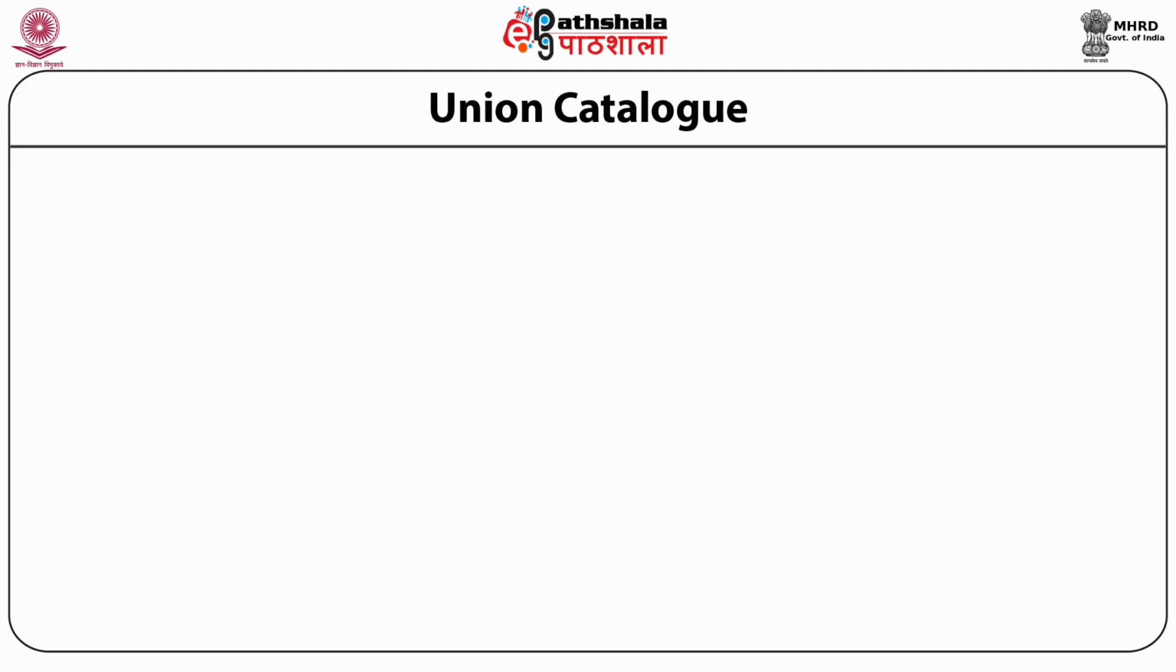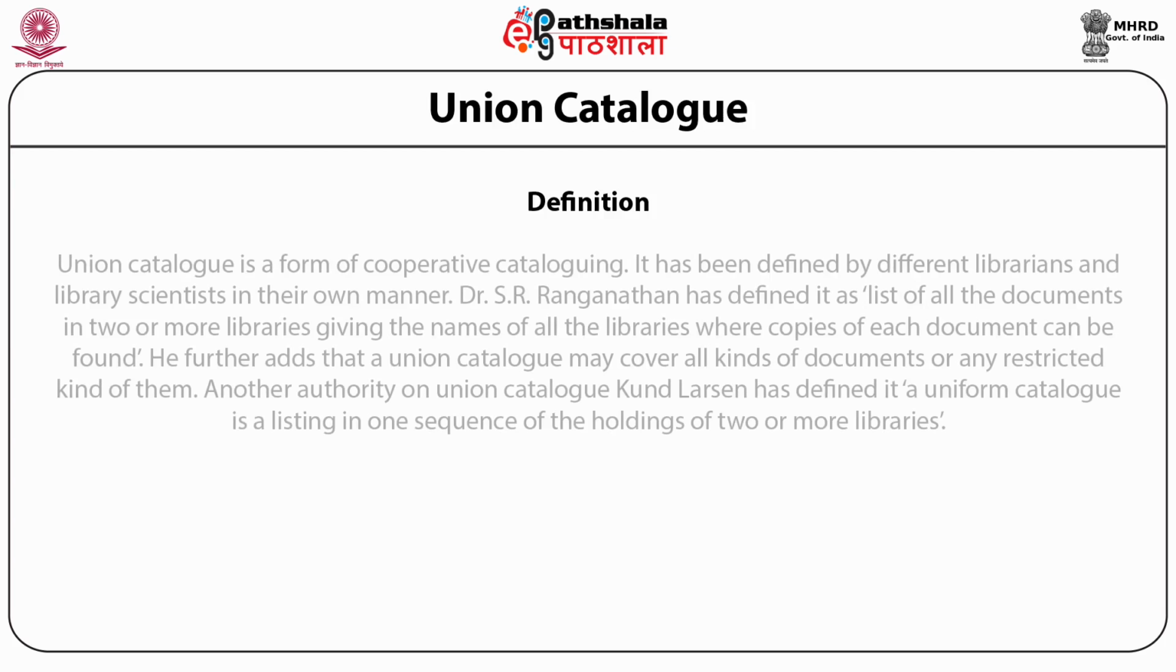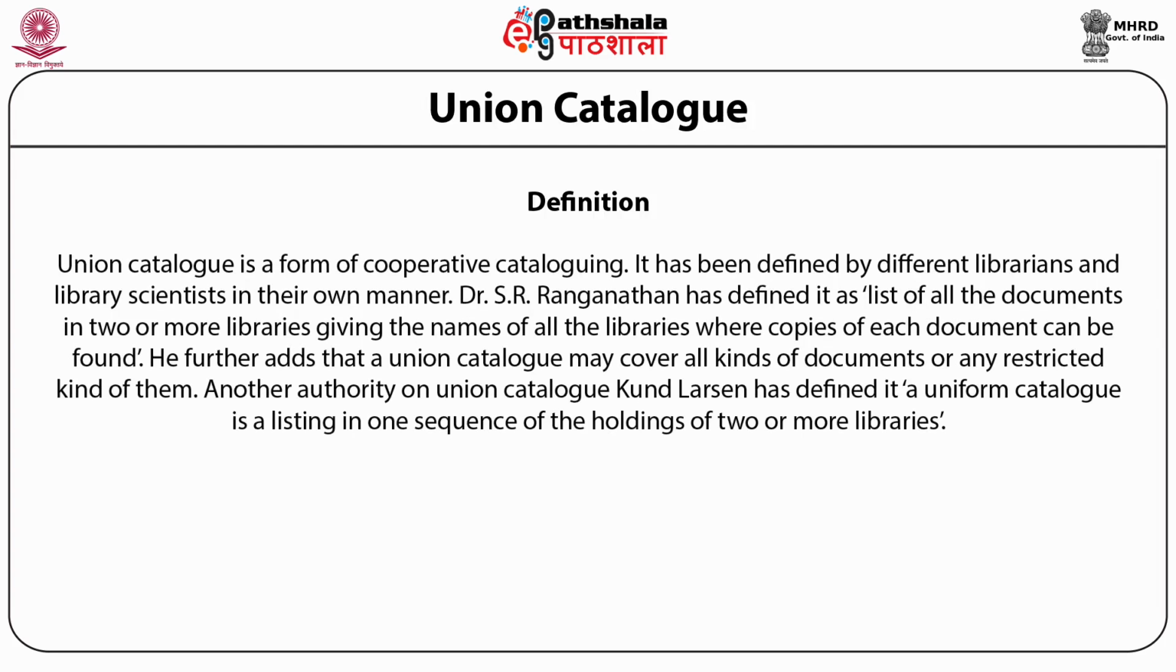The third part of the module is Union Catalog. Definition of Union Catalog. Union Catalog is a form of cooperative cataloging. It has been defined by different libraries and library scientists in their own fashion.